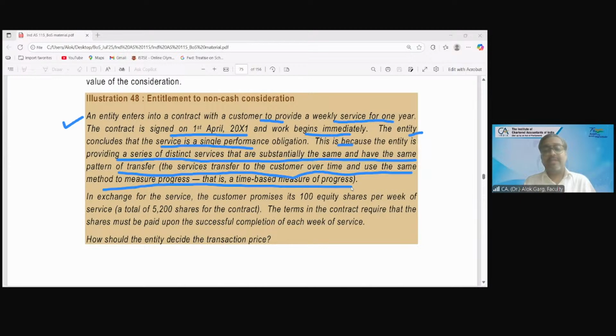Salary: the employee is providing services to the company, right? Is the employee recognizing revenue every day, getting the salary every day, or getting a salary on a monthly basis?